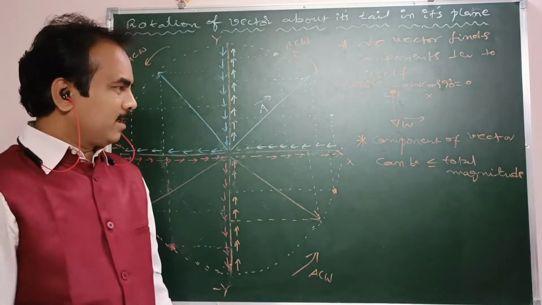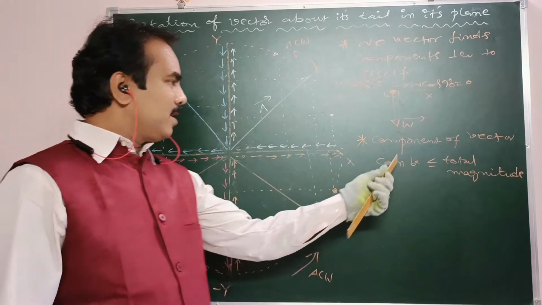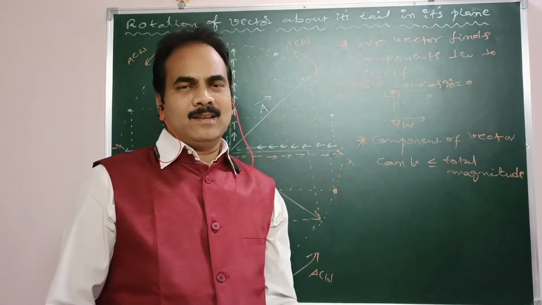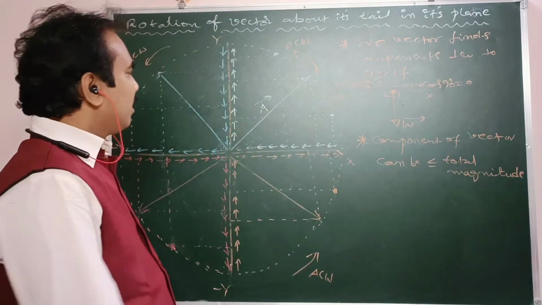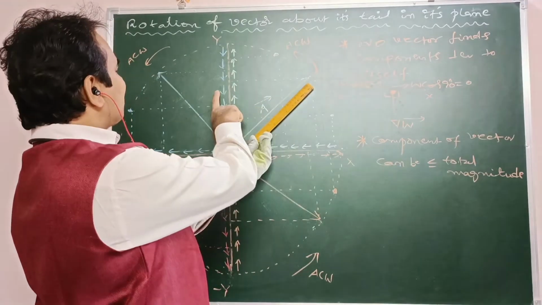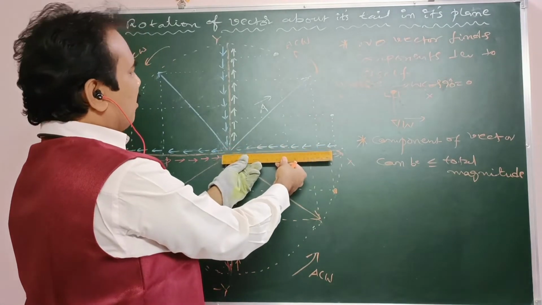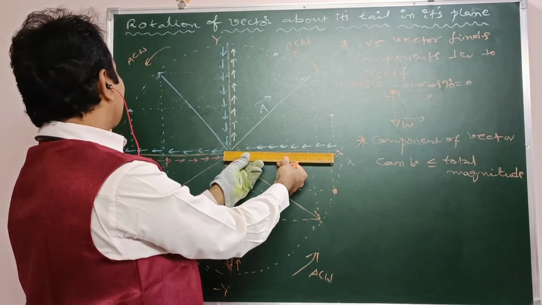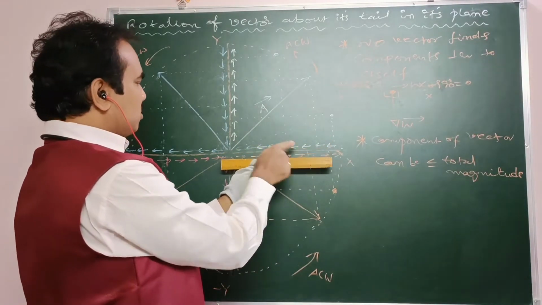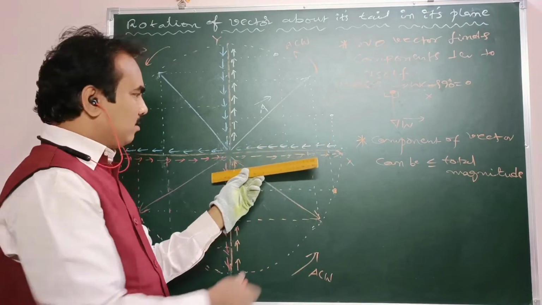Component of any non-zero vector can be less than or equal to total magnitude. Means component may be equal to total magnitude, otherwise component may be less than total magnitude. When it lies in a plane, its component is less than its total magnitude. When it lies along positive x or negative x or positive y or negative y, in that situation, component may be equal to total length or total magnitude.